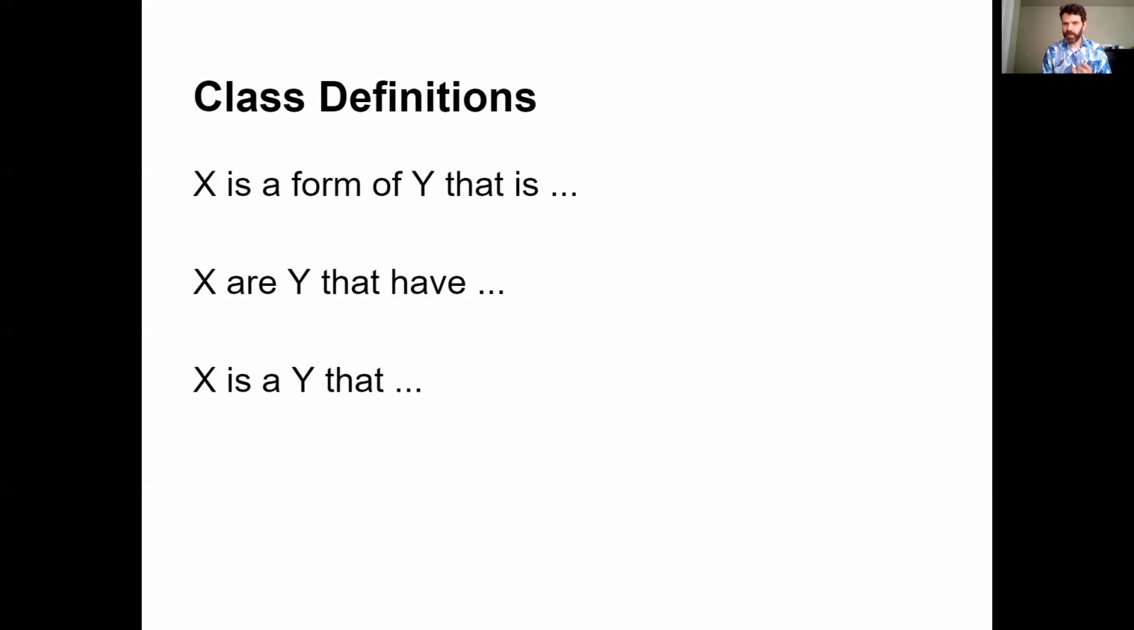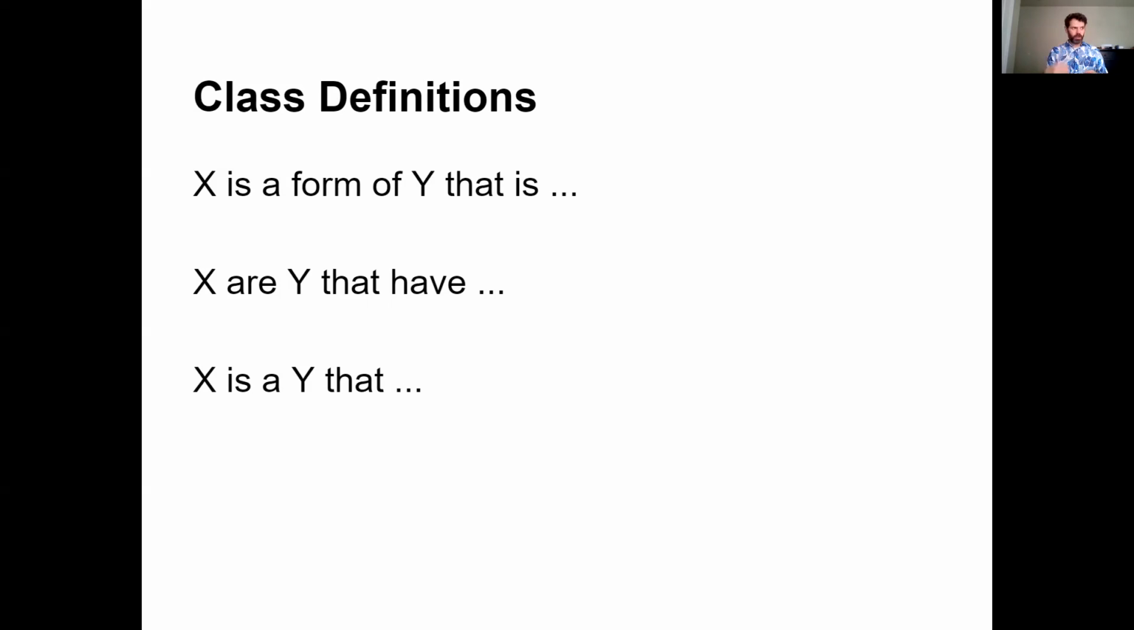Class definitions are a type of definition where we refer the new word to a basic word that the reader or listener is likely to already know, but then we give some kind of explanation of how the specialized word is different from the word that the listener or reader already knows, the more general word. So they would take a form like this. X is a form of Y that is, and then some kind of characteristic or description.